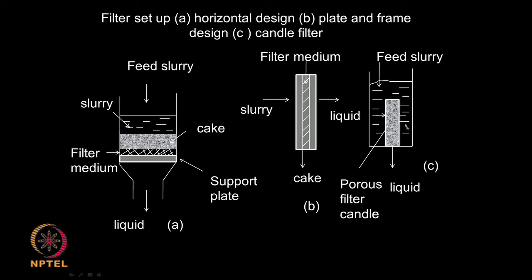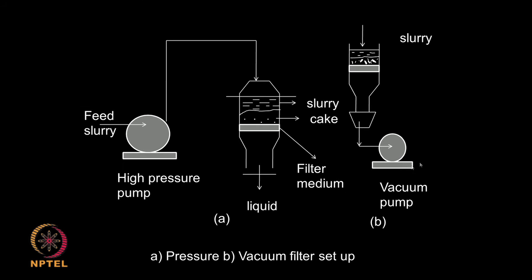This is a candle filter. So, there is a candle, which could be a ceramic or a metal with porous holes. The slurry is outside. So, the liquid flows through, the solids are retained on the surface and the pure liquid comes down. This is generally used in water treatment, even in households you might see it. Okay, so, you can have pressure type of filtration, you can have vacuum type of filtration here.